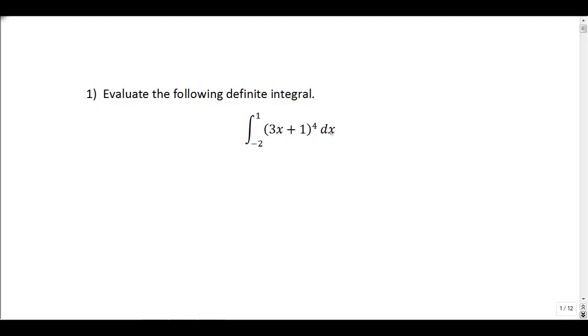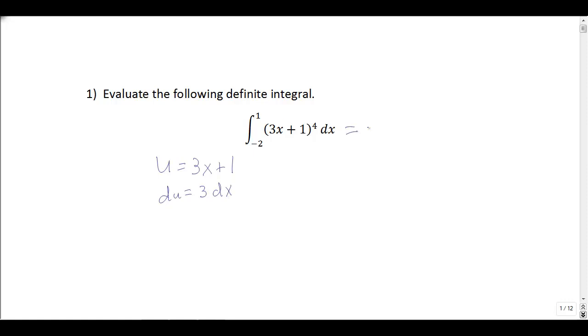Okay, so this one is fairly typical. It's going to be a substitution problem. What I'm going to notice is that this (3x plus 1) to the 4th, you could expand that out, but it's going to be simpler to just let u be 3x plus 1. And then du is going to be 3 dx. We make a substitution here.